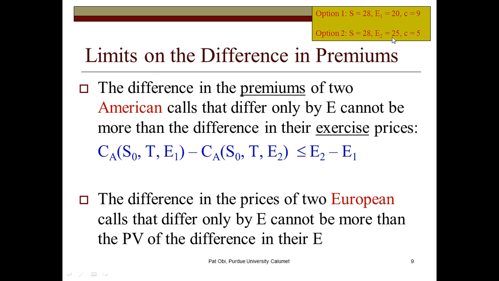exercise price of 25. So what this statement is saying is that the difference in the call premiums of these two options cannot be greater than the difference in their exercise prices. In this case, the difference in exercise prices is 5. And we can see here that these two options satisfy this condition because the difference between the call option prices is 4.